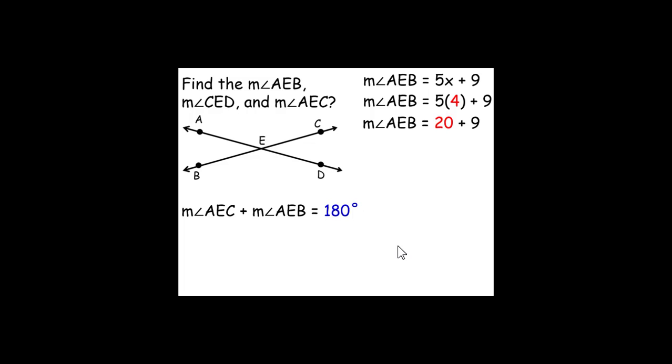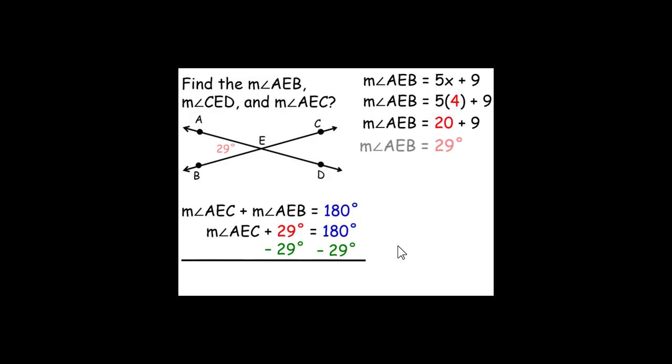So I can say the measure of angle AEC plus the measure of angle AEB is equal to 180. Since I know that the measure of angle AEB is 29 degrees, I can substitute that in. Subtract 29 from both sides, the measure of angle AEC is 151, since 151 plus 29 is 180.